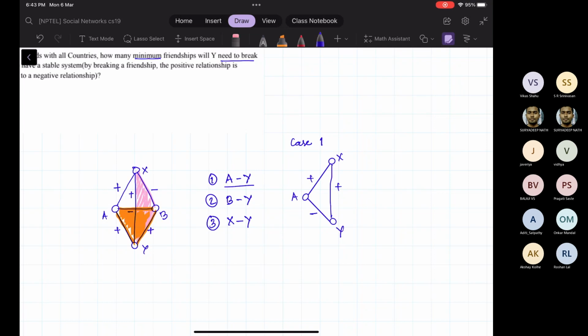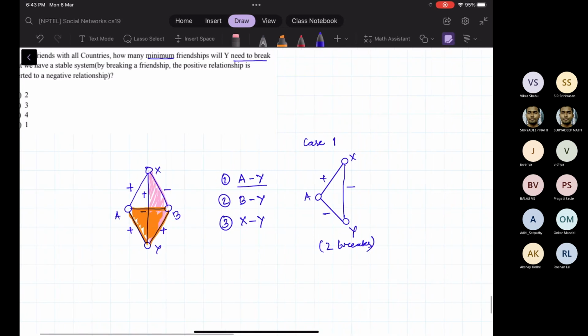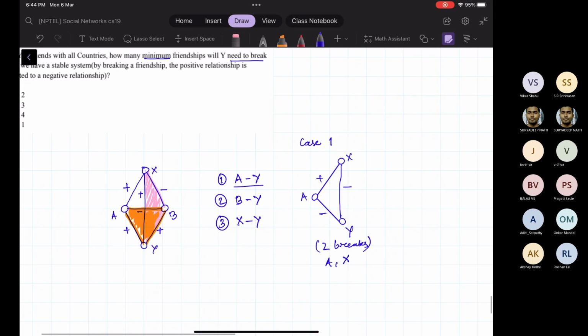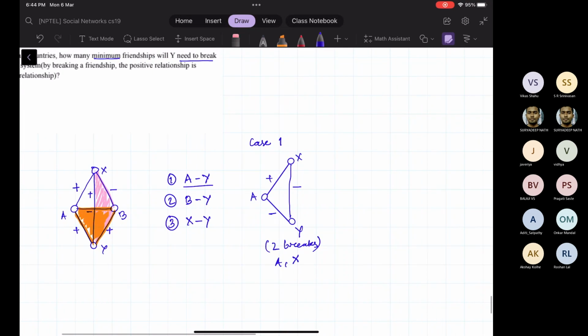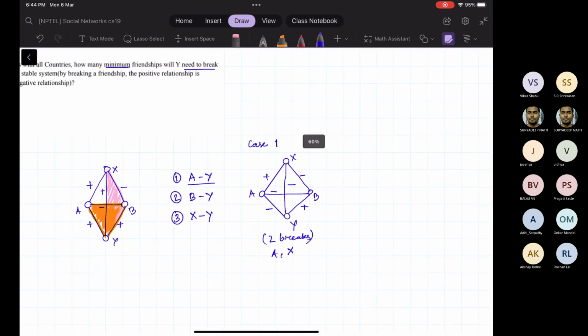So to make this triangle AXY stable, X and Y also have to turn their relationship into a negative one. Only then it will be stable. So in this case, you have two breaks. Y has to break friendship with A and friendship with X. And what would be the resulting relationship? You have B, you have plus, this one is minus, and this one is also minus. If you look at XYB, it has one plus and two negative, which is stable. And all the triangles are also stable, if you can check.